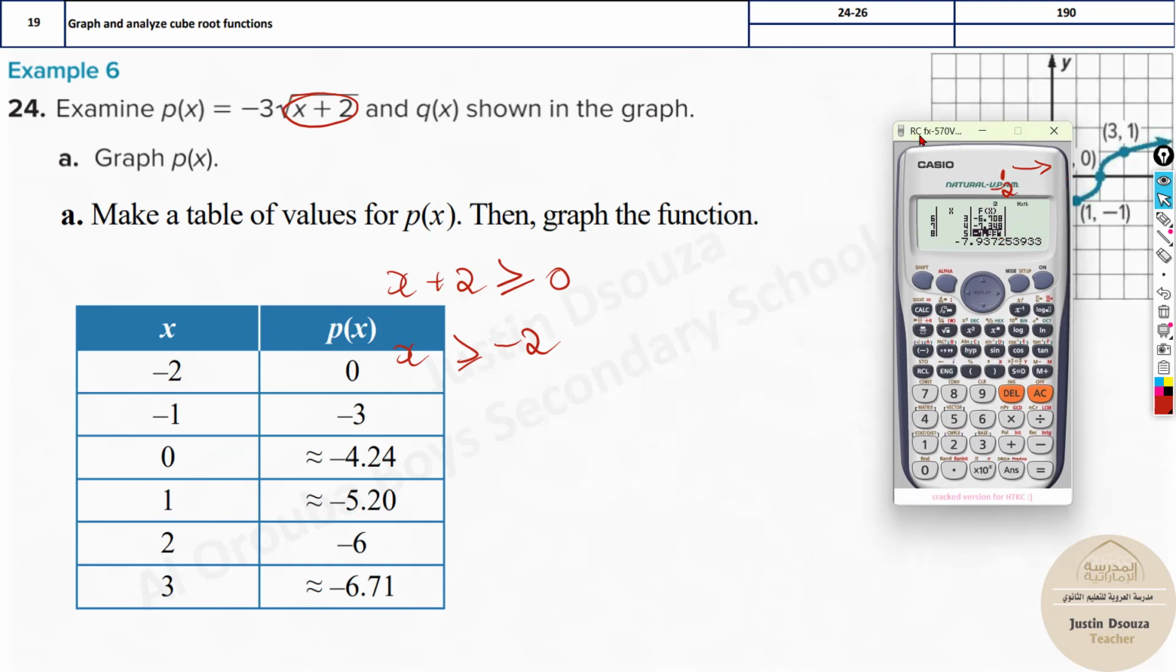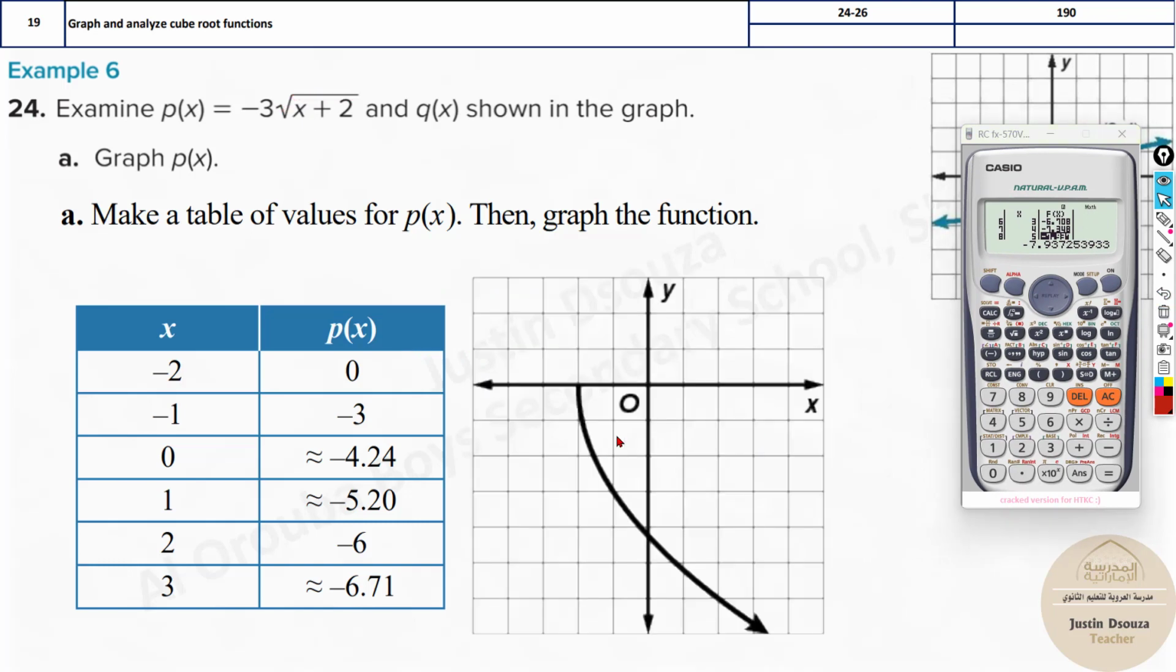And now with this, you can easily graph, isn't it? Now what you do? You have to graph it. How do you graph it? Basically, you start from minus 2. If you put minus 2 here, it will be 0. And next, minus 1 is how much? Minus 3. Minus 1 will be minus 3. That's the amplitude over here. And then it keeps on going. Just a rough curve. This is it.